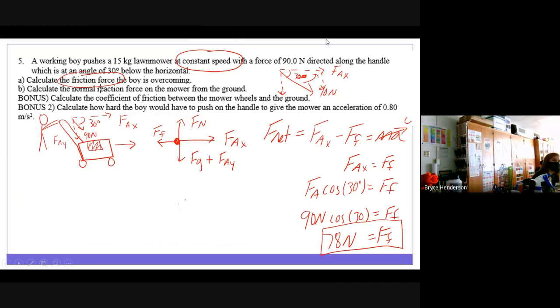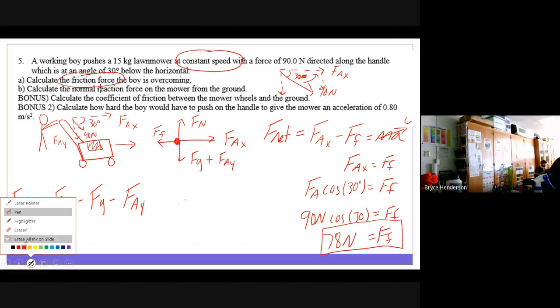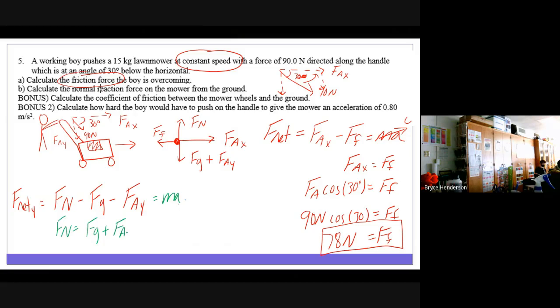So then to calculate, I would do, in the y direction, net force, I'd have normal force, Fn, minus Fg, minus force applied y. Which means the normal force, which we're solving for, is equal to Fg plus Fa sub y. Because this mass times acceleration goes to 0.